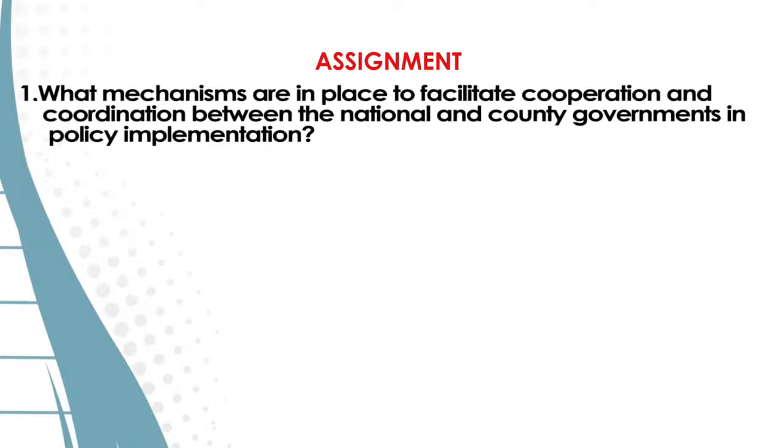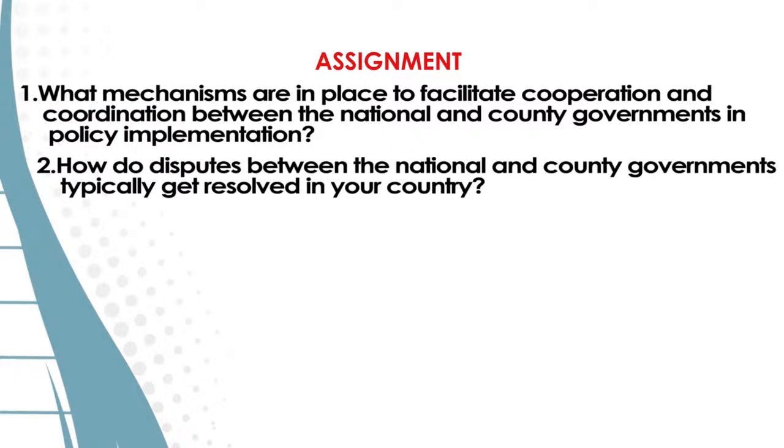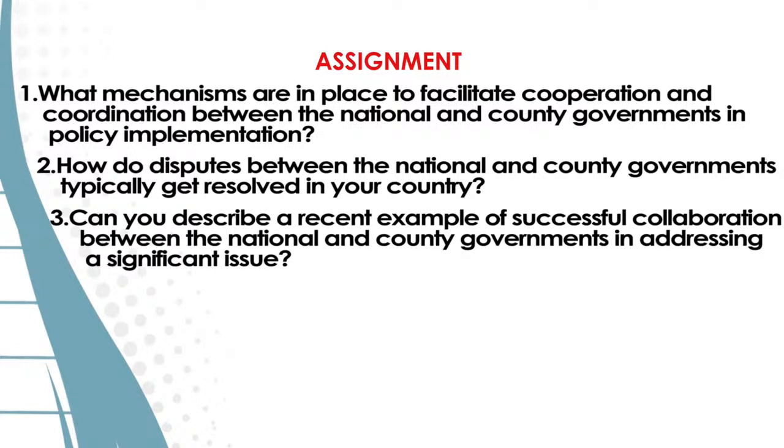Exercise number 1: what mechanisms are in place to facilitate cooperation and coordination between the national and county governments in policy implementation? 2: how do disputes between the national and county governments typically get solved in your country? 3: describe a recent example of successful collaboration between the national and county governments in addressing a significant issue.